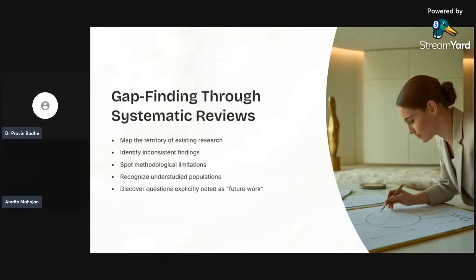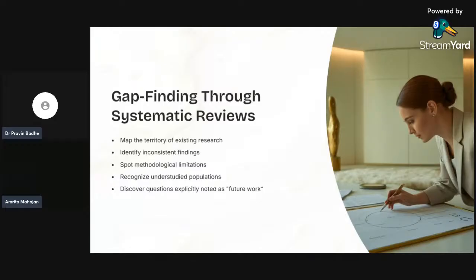Next comes identifying inconsistent findings. It's like when different studies on the same topic have been giving conflicting results. So it will be a strong sign of a research gap. Next is spotting methodological limitations. A systematic review can highlight common flaws or weaknesses in the methods that have been used across multiple studies. So this might also be helpful in finding gaps as well.